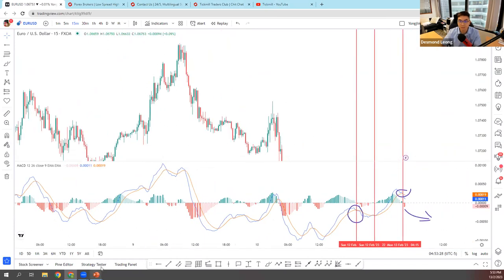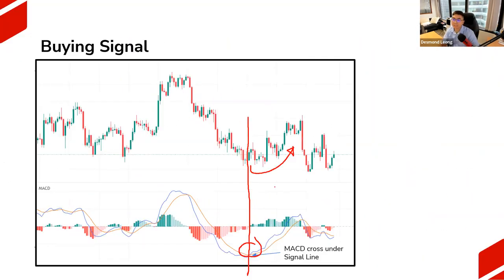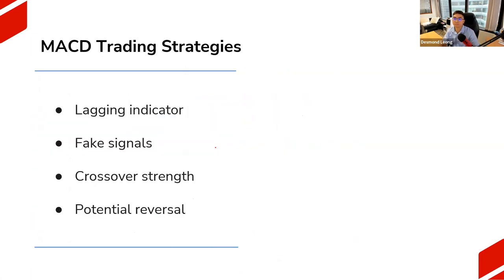Next, let me look at this slide. Buying signal: as mentioned, once price crosses over, you can start to buy towards the upside. So this is the MACD trading strategy. It's a lagging indicator. There are also fake signals, so it might not always be right. It also depends on the crossover strength and a potential reversal.